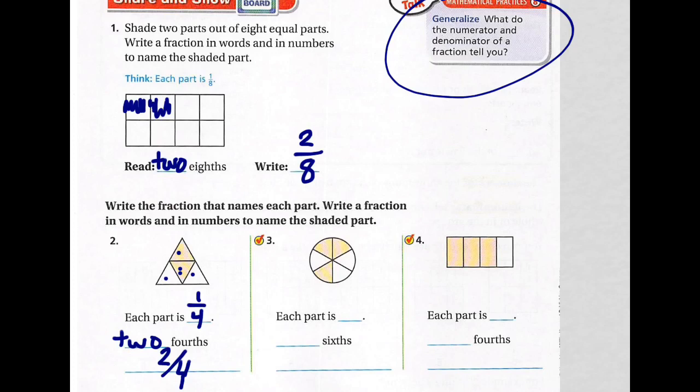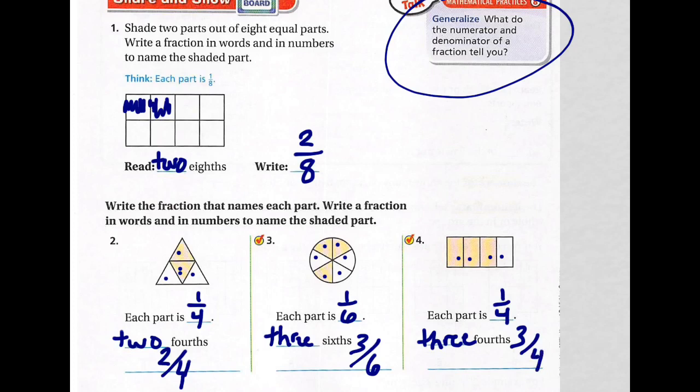Number 3, we have 1, 2, 3, 4, 5, 6. So each part is 1 out of 6, 1/6. And we have 3/6 shaded. And then we write that as a fraction as 3/6, 3 out of 6. And number 4, we have 1, 2, 3, 4 parts, so each part is 1/4. There are 3/4 shaded, and the way we'd write that as a fraction is 3/4. Okay, go ahead and do the rest of the math lesson on your own. Just be sure to ask for help if you need it.